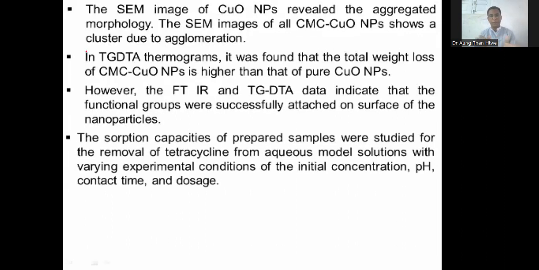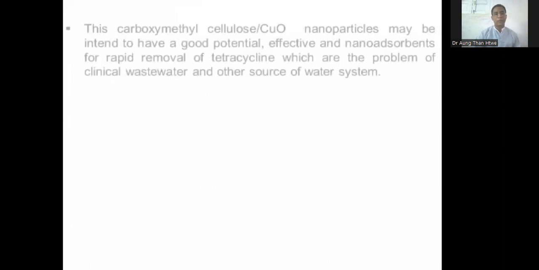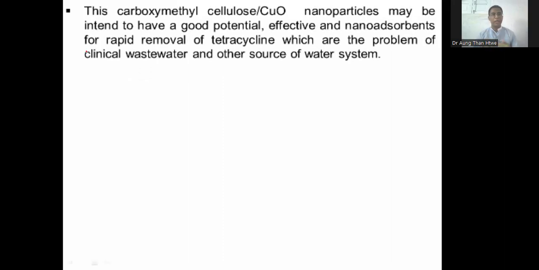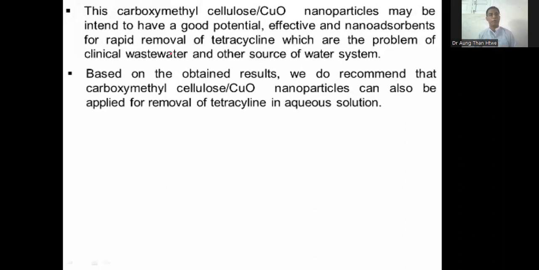The adsorption capacity of the prepared sample was studied for removal of tetracycline from aqueous model solution with varying experimental conditions of initial concentration, pH, contact time, and dosage. It is found that the removal percent of tetracycline increased with a decrease in initial concentration, and also with an increase in contact time and amount of dosage. This carboxymethyl cellulose CuO nanoparticle may be intended to have good potential as an adsorbent for rapid removal of tetracycline, which is a problem of contamination in water and other water systems. Based on the obtained result, we recommend that carboxymethyl cellulose CuO nanoparticle can also be applied for removal of tetracycline from aqueous solution.